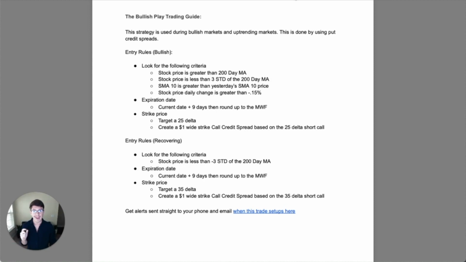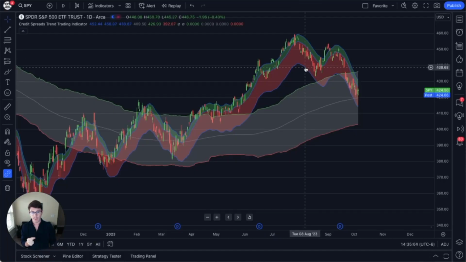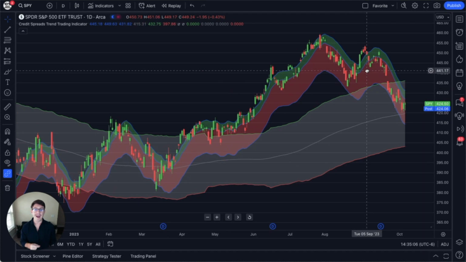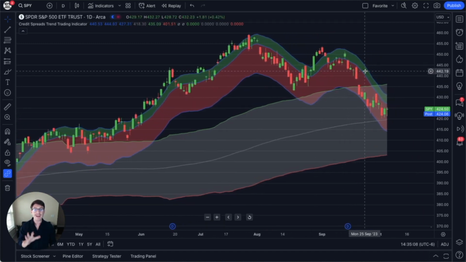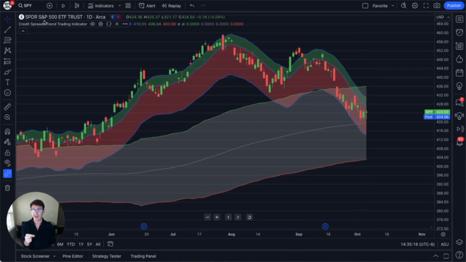Let's talk about the actual way to implement this. Okay, so first off, if you have this indicator on your TradingView chart, which is completely free to do, you don't even need to pay anything for this. I gave it to you for free, a part of this program. But once you have it, you can actually install this indicator here.